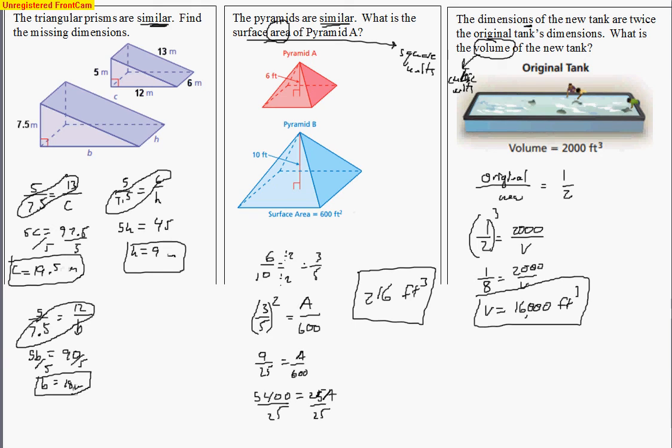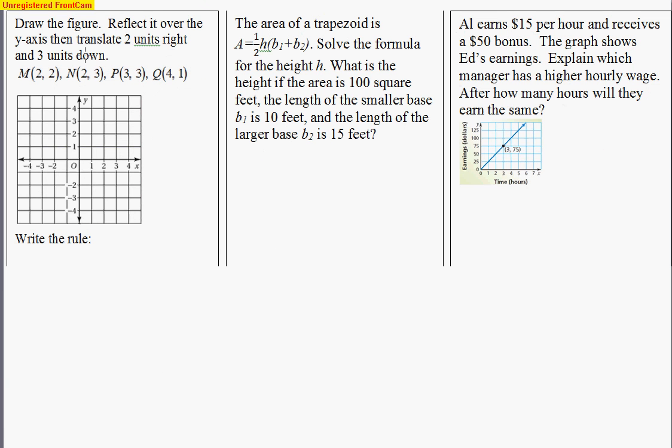Let's take a look at our last three problems we see here. It says to draw the figure, and we're going to reflect it over the y-axis. So 2, 2, we'll start with M there. 2, 3, that's N, and then 3, 3 is P. So P, N, and this is M.